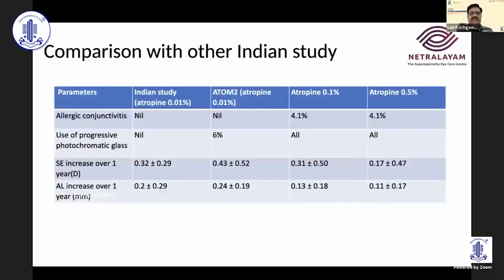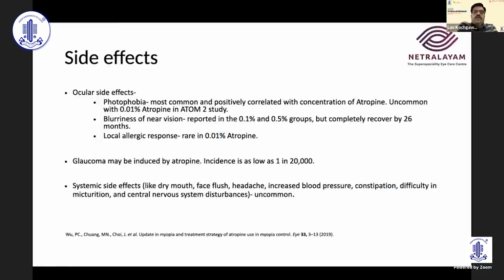And some of the side effects, which all the 4 studies were compared. Ocular side effects, mainly photophobia. And in my patients, what I've noticed, this comes only if you switch to twice dosage. In single night dosage, generally photophobia or blurring of near vision doesn't appear. And it appears in higher concentration. Local allergic response is very rare with atropine. Glaucoma induced by atropine incidence is as low as 1 in 20,000 treated patients. And systemic side effects of atropine are very uncommon.